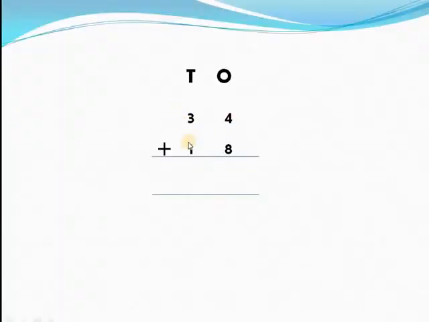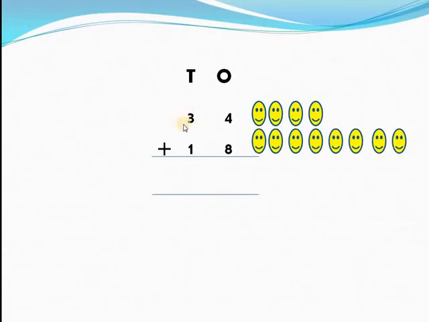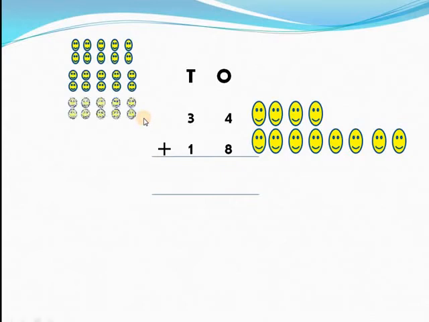Next example is 34 plus 18. Here also we have arranged ones number in ones place value, tens number in tens place value. As I always say, always start from ones. So we have here 4, so we are going to draw 4 smileys. We have here 8 in ones place, so we will draw 8 smileys. In tens we have here 3, that means I am going to draw 3 groups of tens. 1 group of 10, 2 groups of 10 and 3 groups of 10. Here we have 1, so 1 more group of 10 for this.